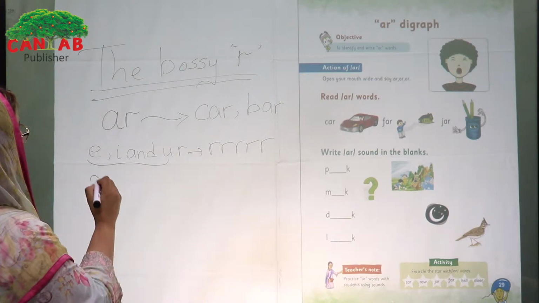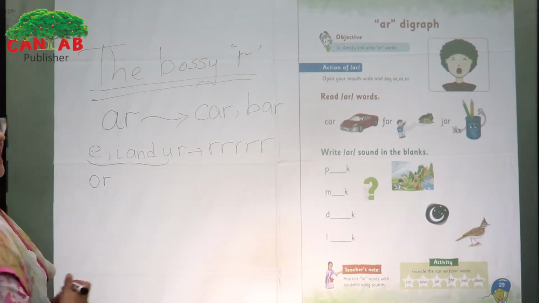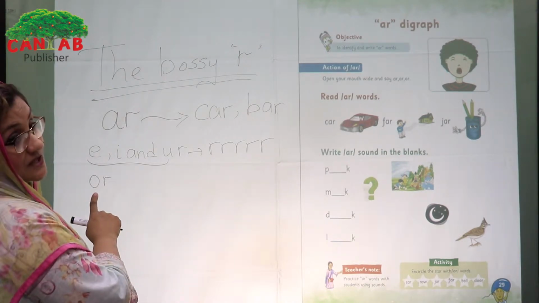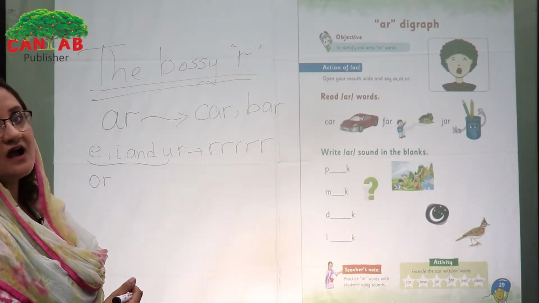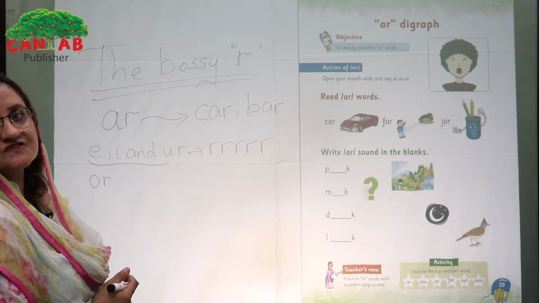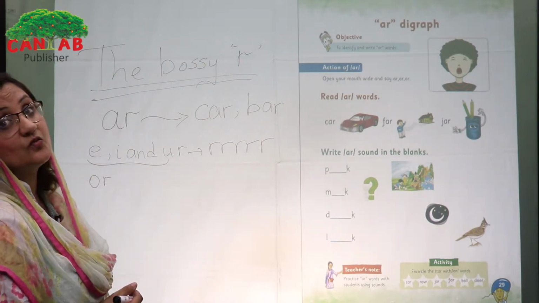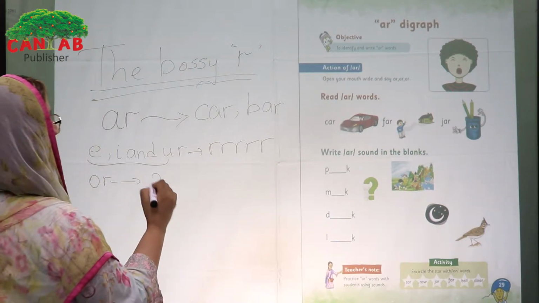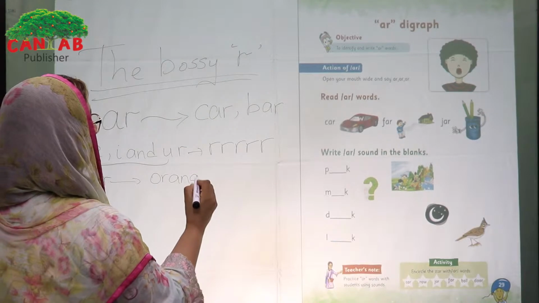When O is with the bossy R, letter R turns around and changes the vowel sound, and we get a juicy sound as in orange.